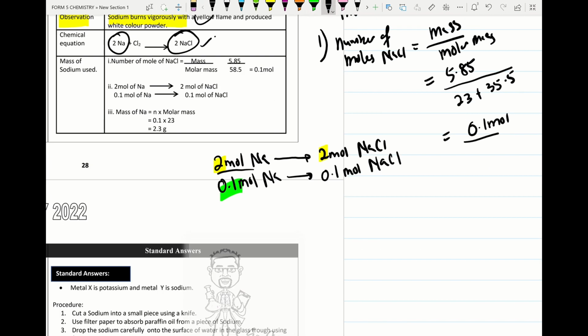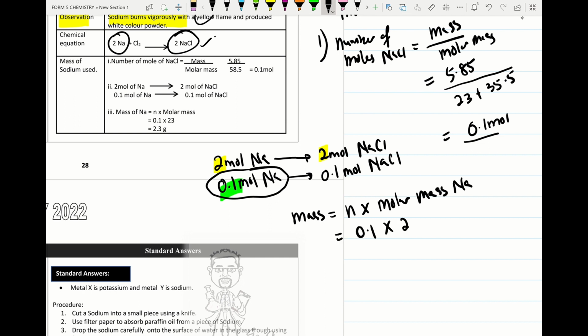So now we need the number of mole of sodium to determine the mass of sodium used. So how to determine the mass of sodium? So we take the number of mole times with molar mass of sodium. So the number of mole 0.1 times with the molar mass of sodium is 23. So we will get 2.3 grams. So the answer is given here.